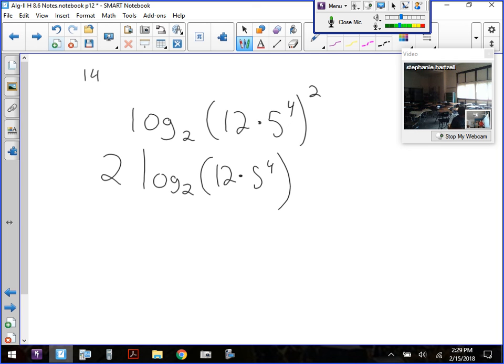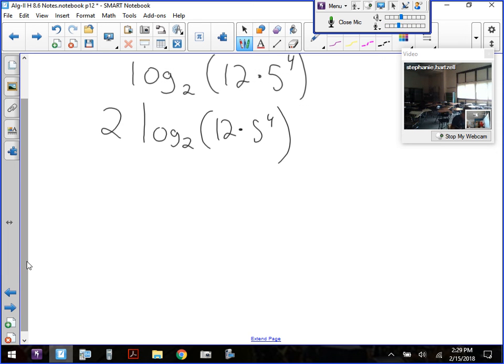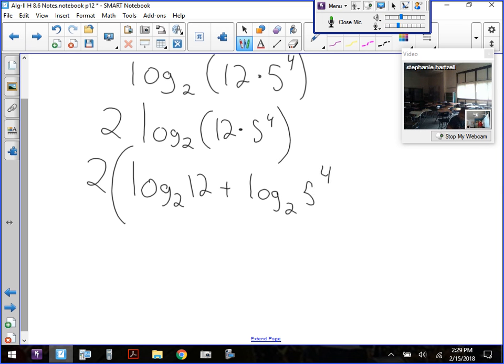And now what I'm going to do is worry about the stuff that's within the parentheses. Again, it's going to look eerily similar to the answer they give, but leaving it the way that we've been doing it is going to be absolutely fine. We have 2 times log base 2 of 12 plus log base 2 of 5 to the 4th. But what can I do with that 4? Perfect. Absolutely. I would just put it here right away and then close my parentheses.